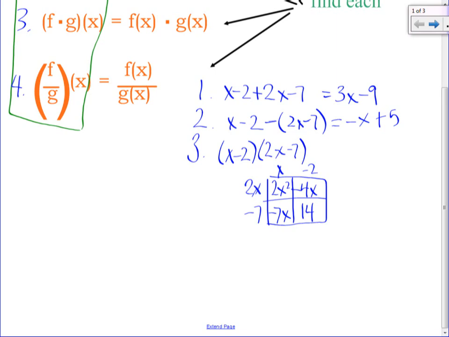Now, if you add these two like terms right here, we put that in the middle, negative 11x, and your answer always ends up right on the diagonal. So we've got 2x squared minus 11x plus 14 when we multiply the two expressions. Okay, and division. Division is the easiest one because we're just going to leave it like that.